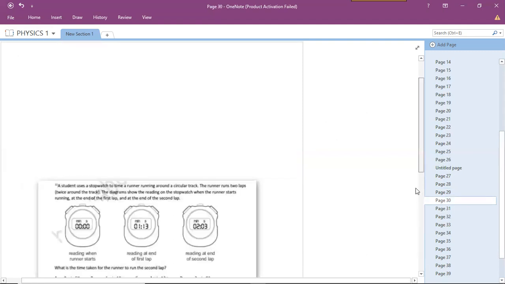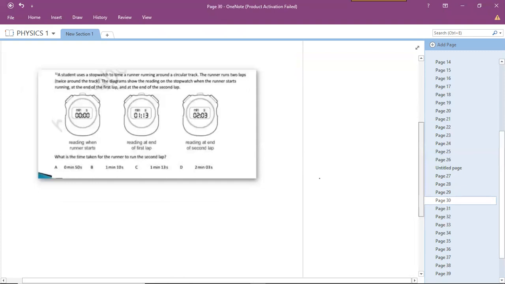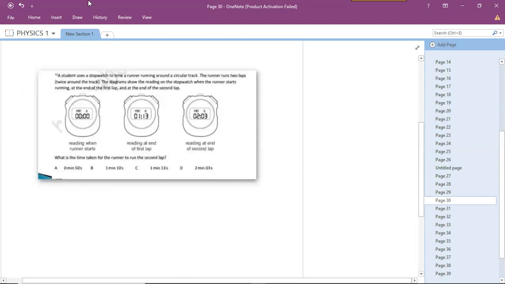So let's just solve this question here. Can I expand this so that you see it properly? Can I zoom in?